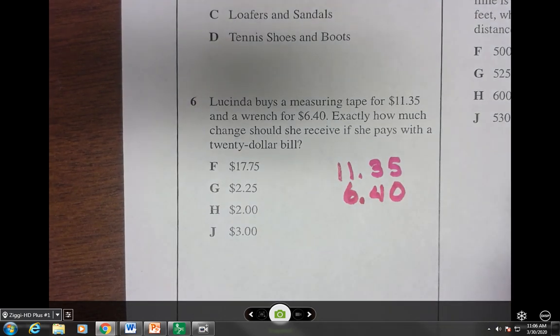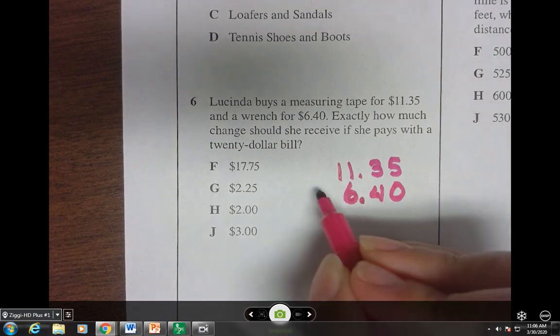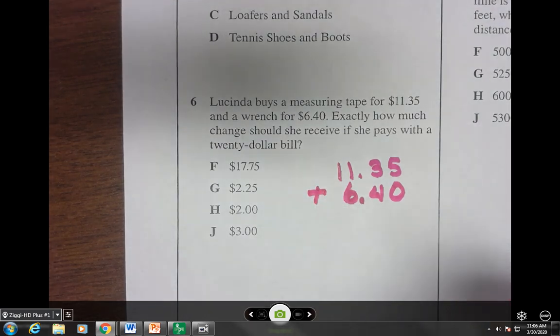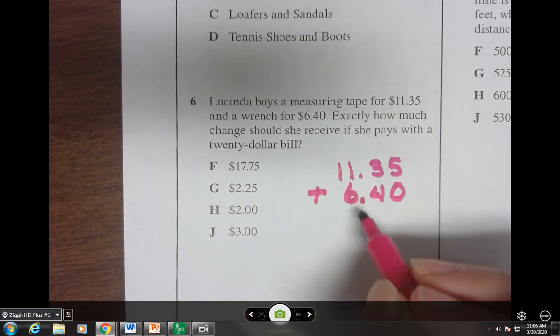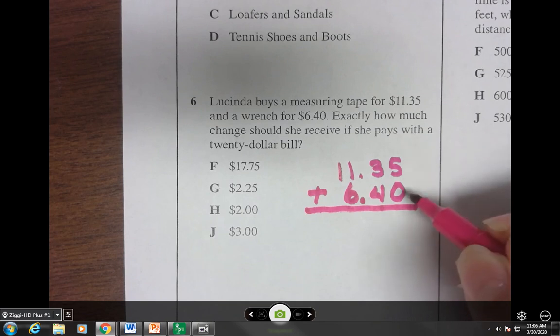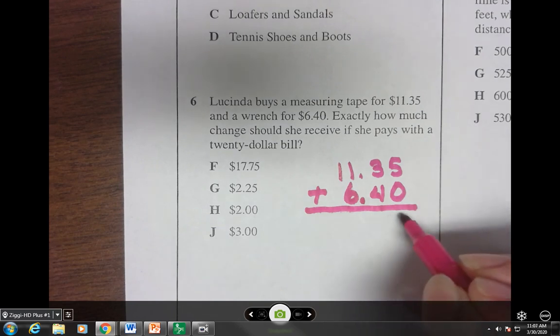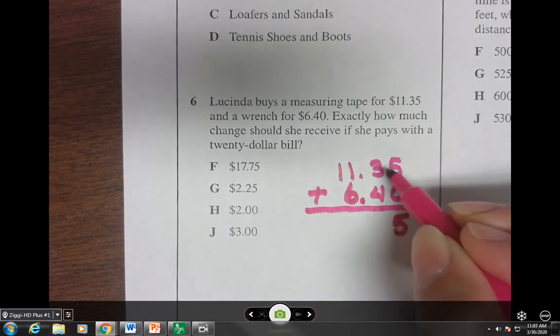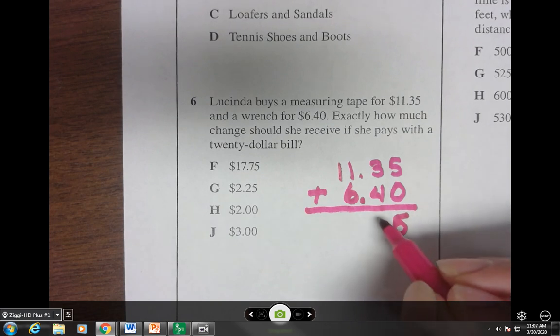Now, it said we bought those together. So is that adding or subtracting, Miss Williams? That is going to be adding. Okay, so we're going to add these numbers together. I have $11.35 plus $6.40. We're going to start all the way over here with our hundredths place and add those together first. Everybody should be able to get this because 5 plus nothing, or 5 plus 0, is? 5. All right, and we have 3 plus 4 is?